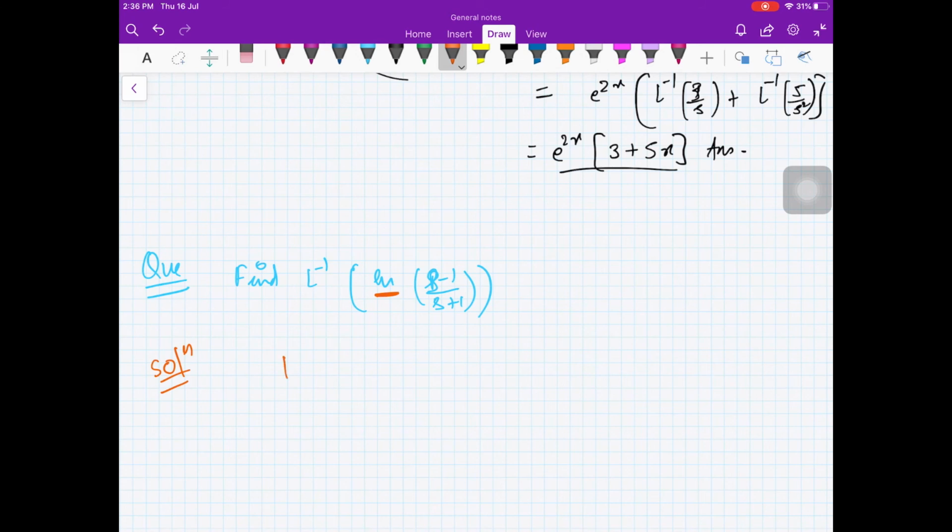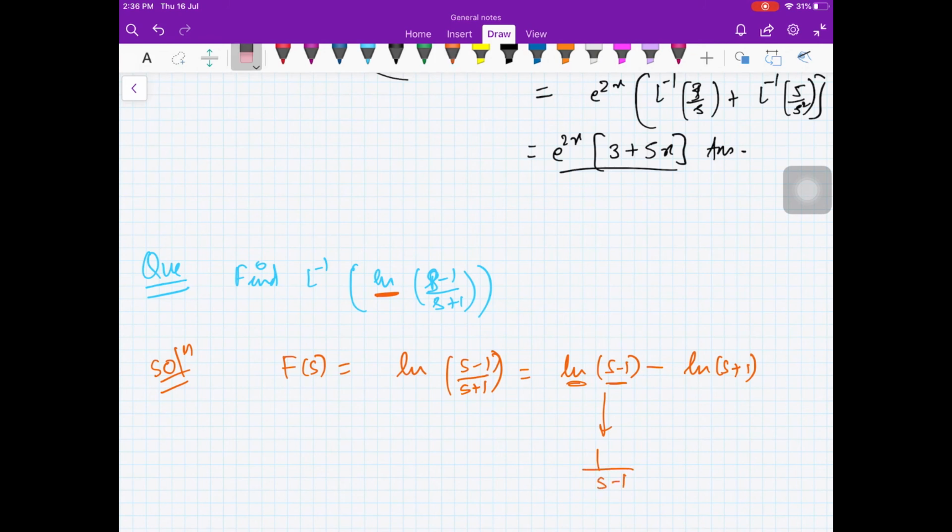So you see, I have this f of s here is log of (s minus 1) upon (s plus 1). So I can write it as log of (s minus 1) minus log of (s plus 1). Now something should strike your mind that I know the L inverse formula for 1 upon s minus 1, but I don't know the formula for log. So is there any way that you can convert it into 1 upon s minus 1? The answer is yes, you just differentiate it, right? So that is how it should strike your mind.